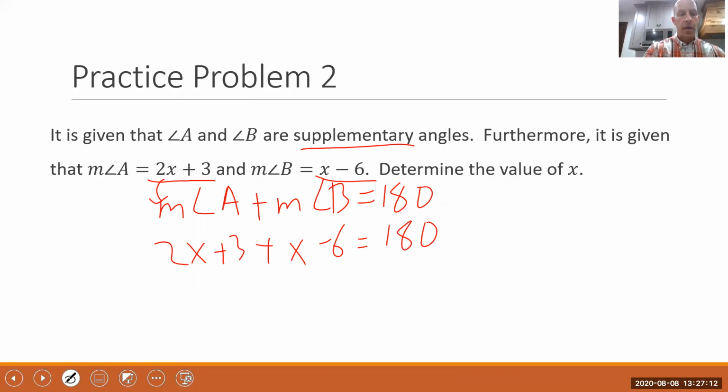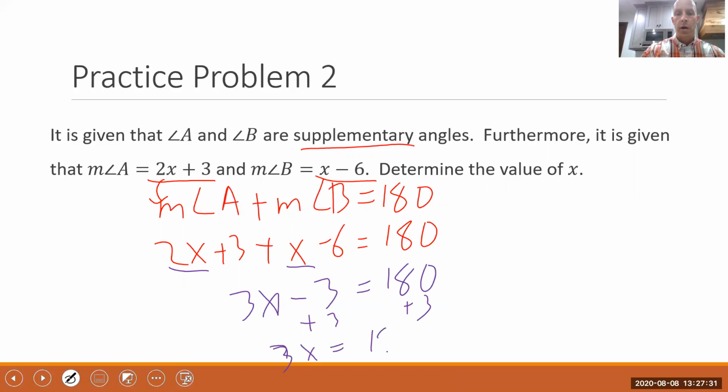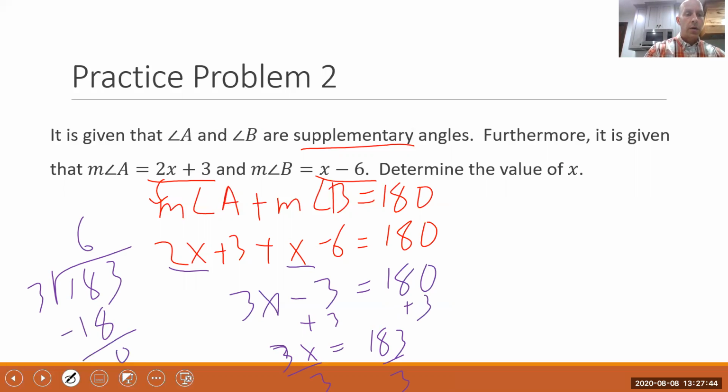So again, we need to solve this equation. What's 2x plus x? That'd be 3x. What's 3 minus 6? That'd be negative 3. It's 180. So we're going to add 3 to both sides, and we get 3x equals 183. Now I have to divide both sides by 3. 183 divided by 3 is 61. So x is 61.